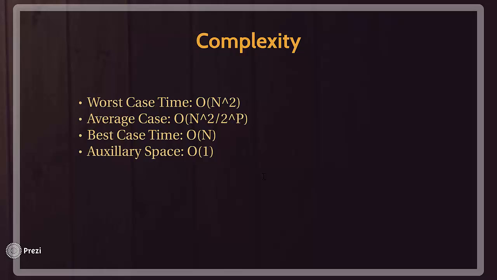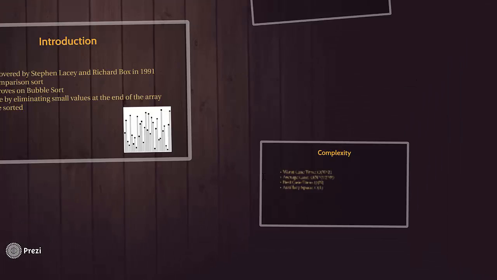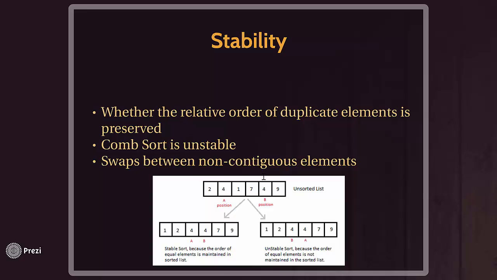The best case complexity is n. This occurs when the array is already sorted. The space complexity is also a constant, as no other data structures are needed. This sort is also not stable. A sorting algorithm is stable if the relative order of duplicates is preserved. However, due to the concept of gap in COMB-SORT, non-contiguous elements are swapped, resulting in the instability of the sort.